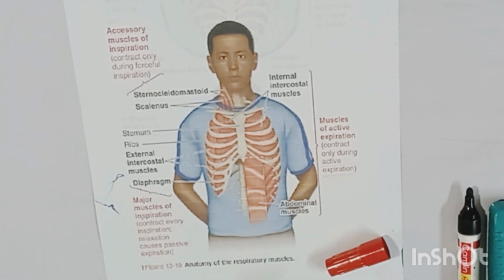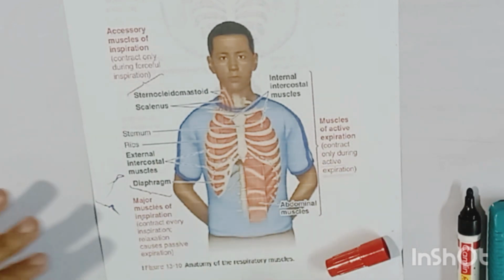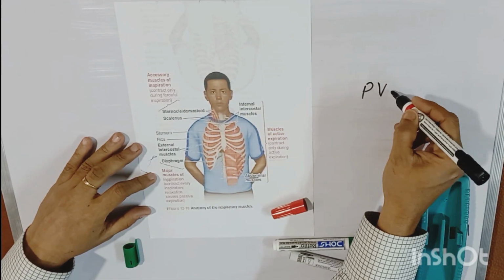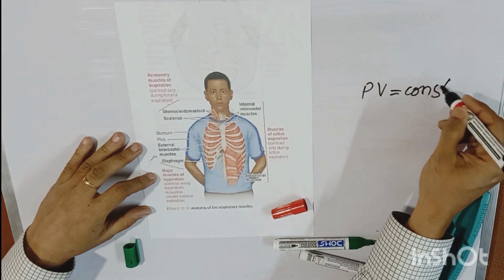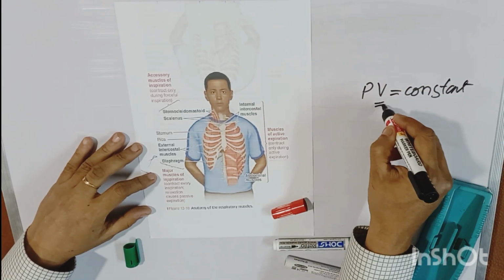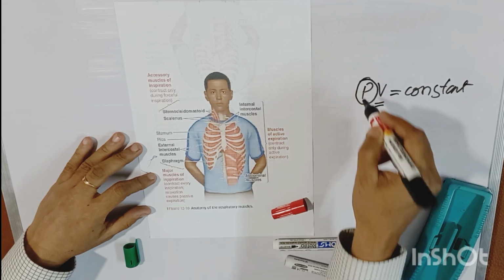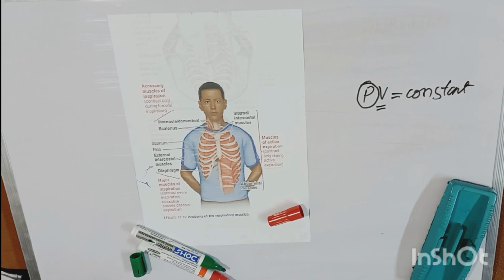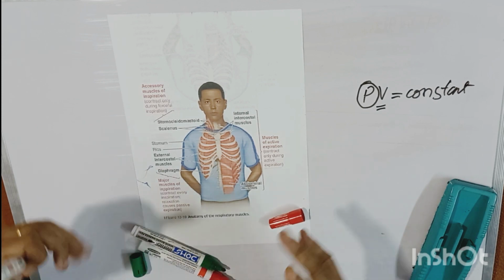So what was there during inspiration? I'll just quickly revise. During inspiration, we actually increase the volume. From Boyle's law and Charles' law, we know that PV equals a constant. When the volume increases, the pressure automatically decreases. With the same air, the volume has increased, the thoracic cage has expanded.